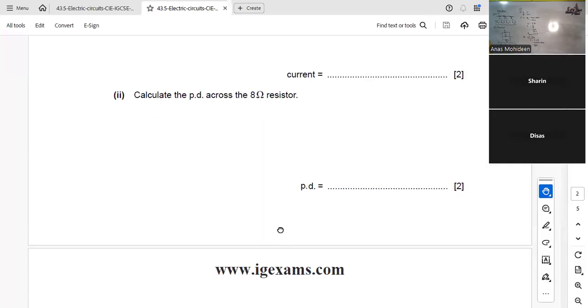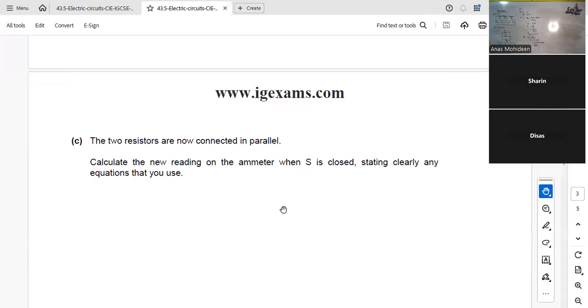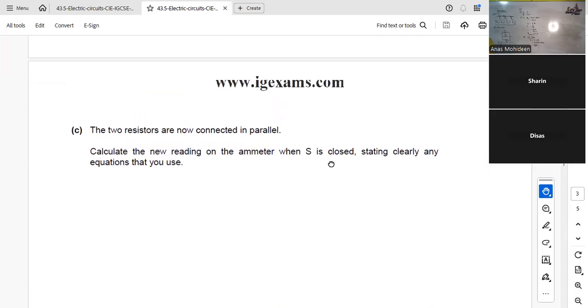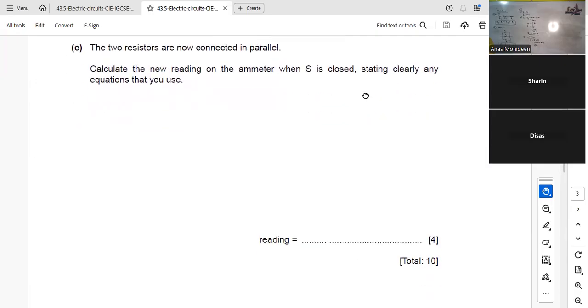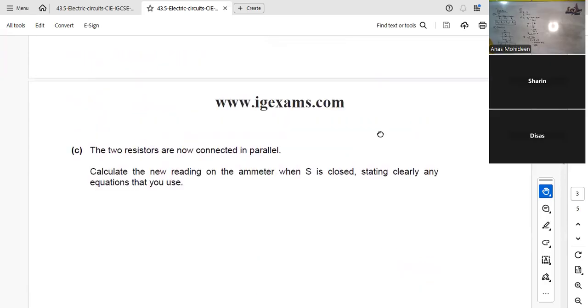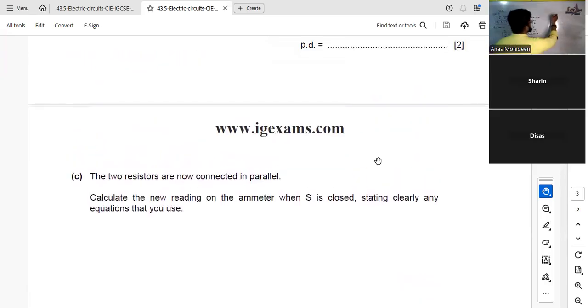The next one. The two resistors are now connected in parallel. Now you are going to connect both the resistors in parallel. Calculate the new reading on the ammeter when S is closed, stating clearly any equations that you use. Now what do you mean by that? Both the resistors are connected in parallel. Parallel means how do we find out the resistance? Total resistance. The same method I have to follow, but now the equation is different.